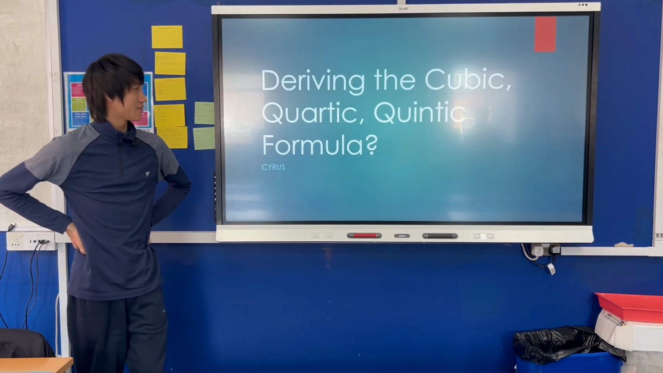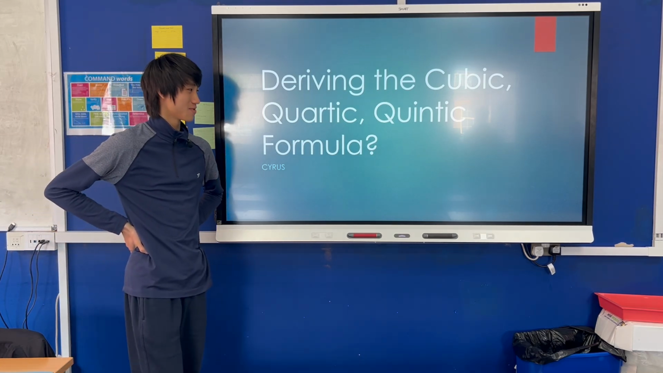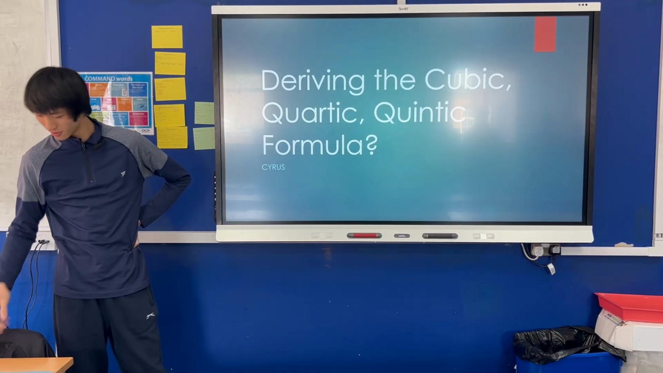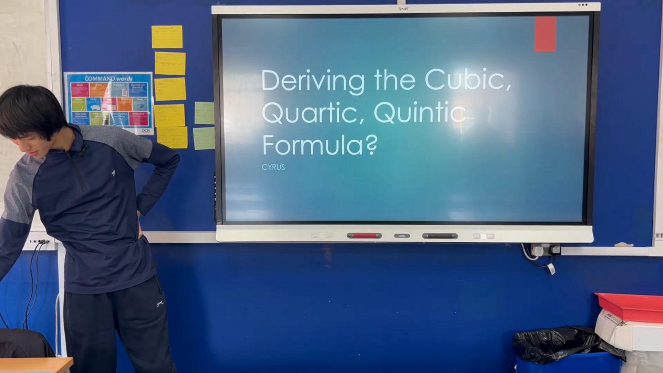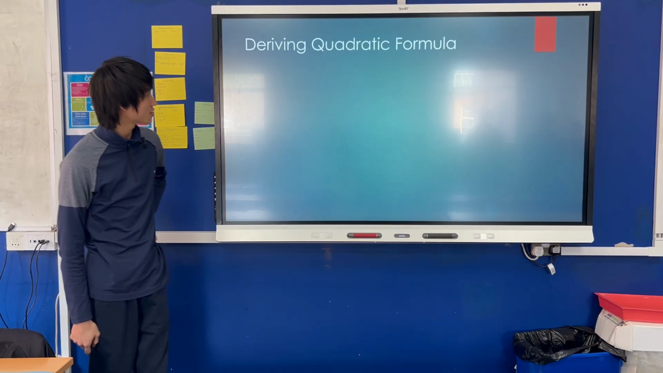As you can see, we're deriving the cubic, quartic, and possibly the quintic formula today. And let's see how much we get through. So let's start by deriving the quadratic formula.